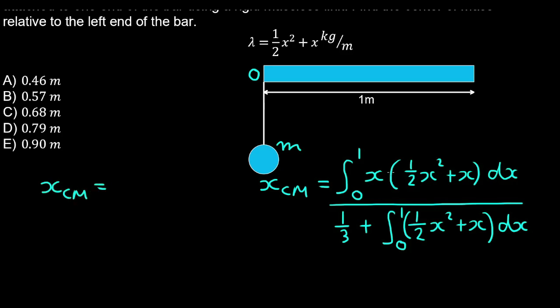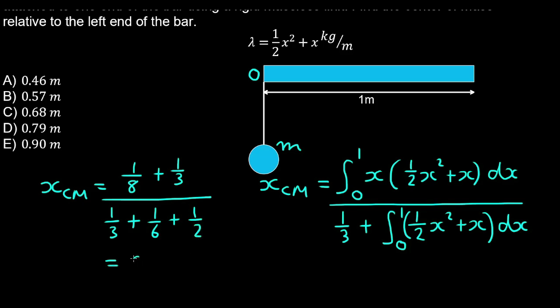as x to the 4 on 8, which will give 1/8, plus x cubed on 3, which will give 1/3, on 1/3, plus, and the integral evaluates to x cubed on 6, or 1/6, plus x squared on 2, which will give 1/2. So that gives a center of mass of 0.46 meters. So the correct answer is A.